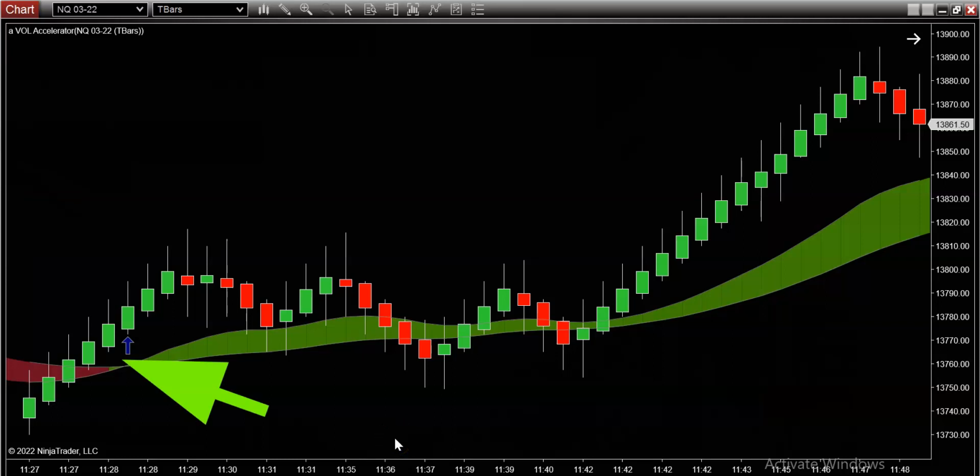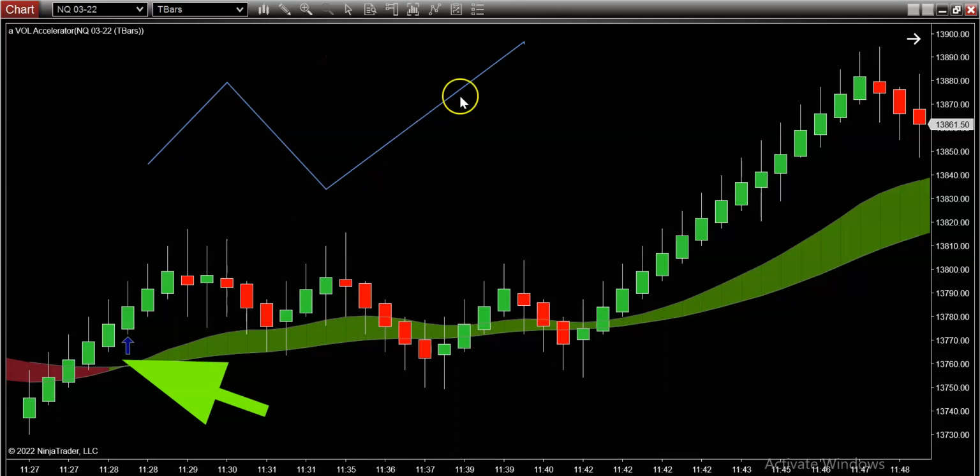So the first thing you're going to notice is obviously the volume indicator did turn green. But now what we want to do is be a little bit more selective with our trades, and we want to let the market come back to us instead of chasing the market. Make sense?